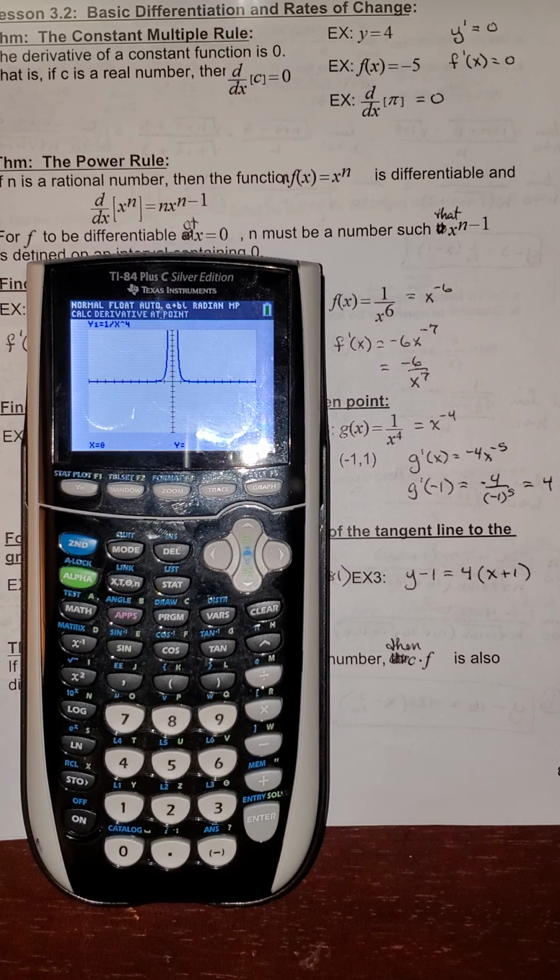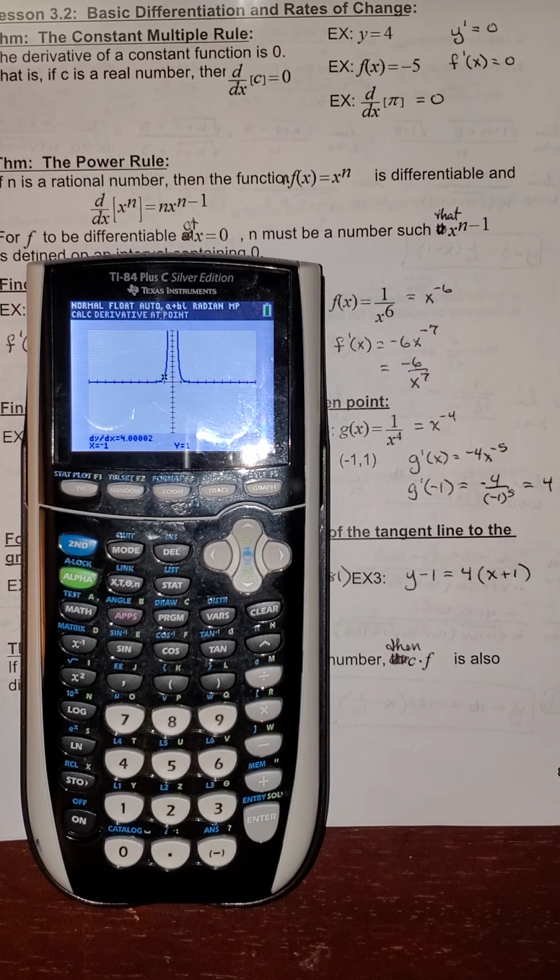Now, where am I trying to find the derivative? I'm trying to find the derivative at -1. So enter x equals -1. Hit enter. And look at that. It says dy/dx is 4.00002. It literally tells you the value of your derivative.